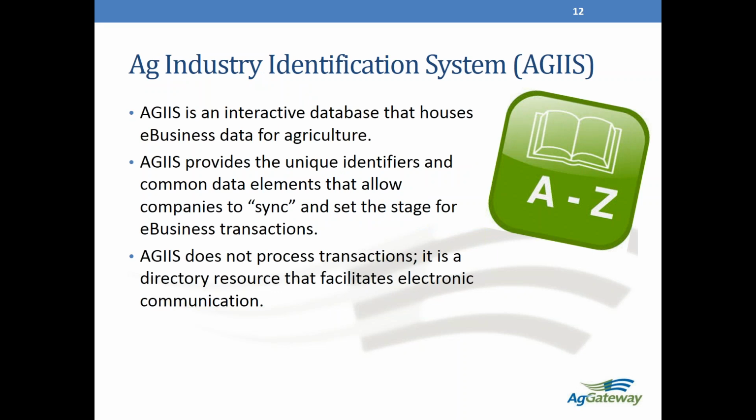So the Ag Industry Identification System, which you'll hear me call AGIIS, is an interactive database that houses e-business data for agriculture. It provides unique identifiers and common data elements, such as, on the GLN side, addresses, phone numbers, and associated demographics. It allows companies to sync and set the stage for e-business transactions.